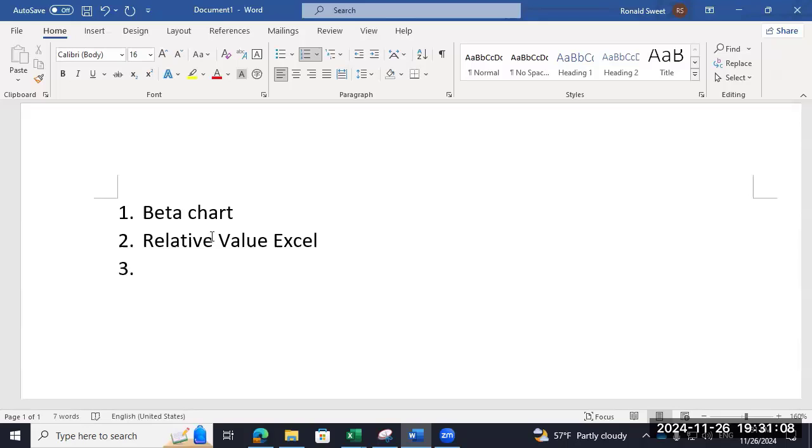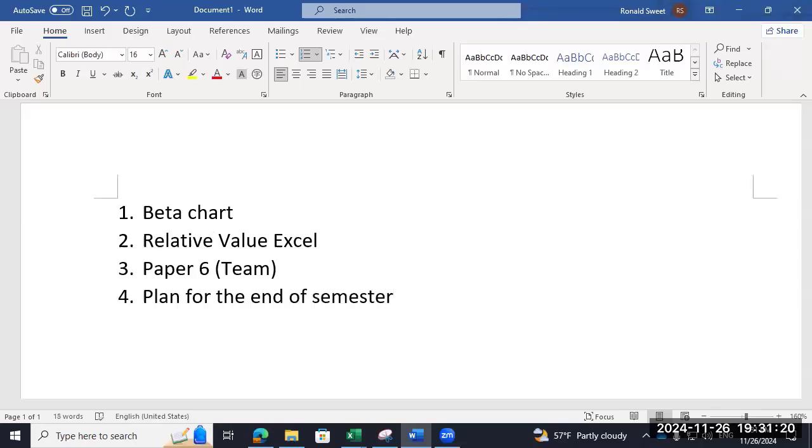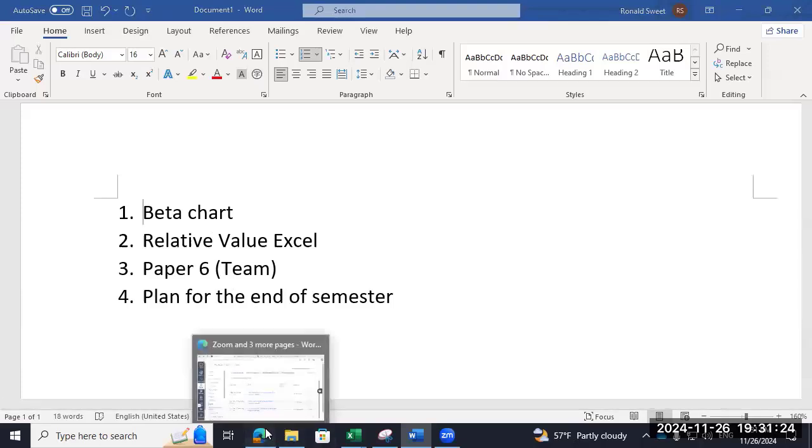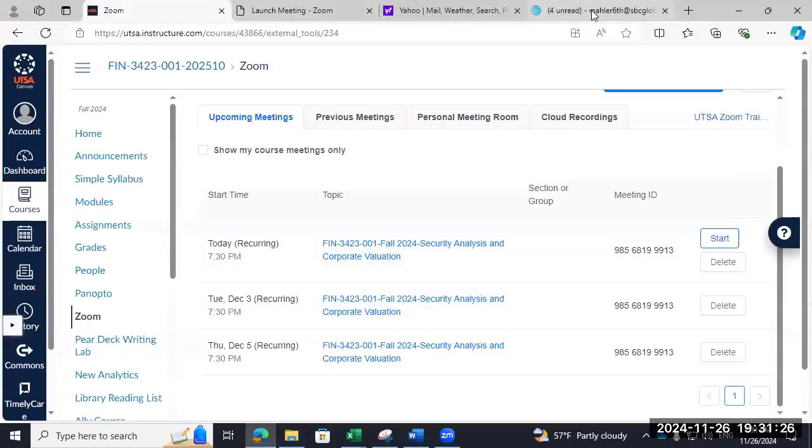And then I want to talk about paper 6, the team paper, and then talk about your plan for the end of the semester, what all you're going to do. So that's my goal. Some of these are real quick. So let me show you this beta chart. Very good what he did.